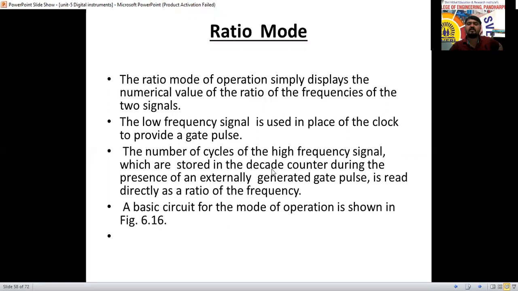So the number of cycles of the high frequency signal which are stored in the decade counter during the presence of externally generated gate pulses is read directly as a ratio of the frequency here now. Whatever the frequency signal is, the number stored in the decade counter, that is what we are going to count in the ratio mode as the average value. The count stored in the decade counter during the presence of the externally generated pulse is read directly as a ratio of the frequency. So there is no diagram for this one actually.